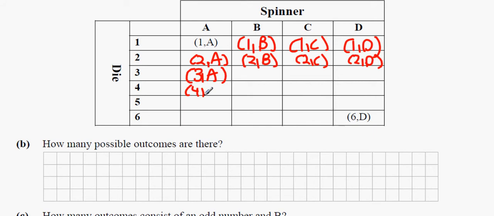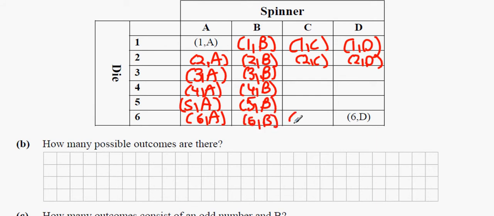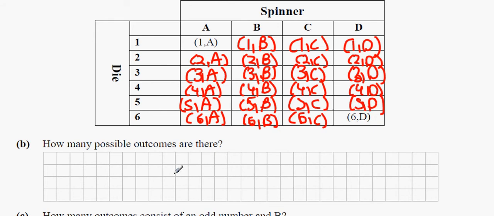3A, 4A, 5A, 6A, 3B, 4B, 5B, 6B, 6C, 5C, 4C, 3C, 3D, 4D, and 5D. How many possible outcomes are there?